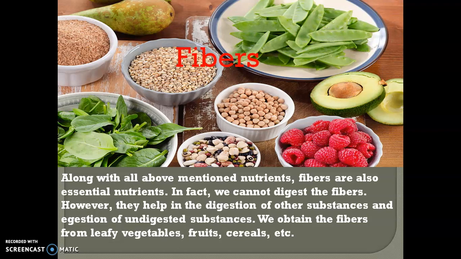We obtain fibers from leafy vegetables, fruits and cereals. Now you all know how important feces removal is from the body, and that is facilitated by this fiber. So taking fiber is very important. I hope you all understood the use of each of these food components for the body. Therefore, you need to take a proper diet and see that you are taking food in proper amount so that your body gets proper energy.